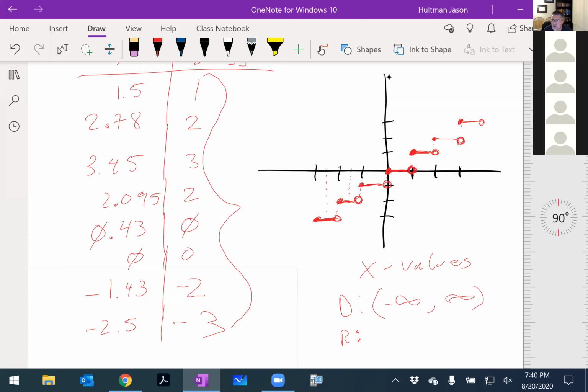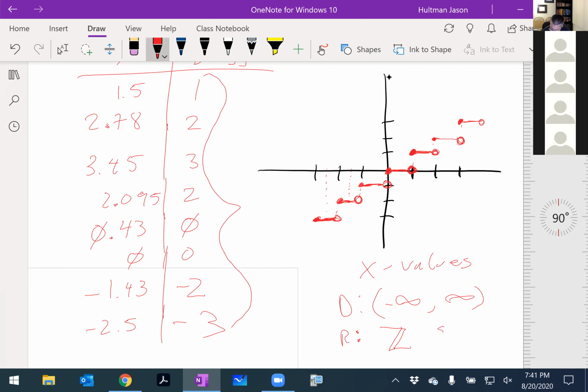Anybody know what the letter for integer is? Other than the one math major in this class? And that's Z. It's a script Z. Okay, I didn't expect anybody to know that either. Okay, that's the set of integers.